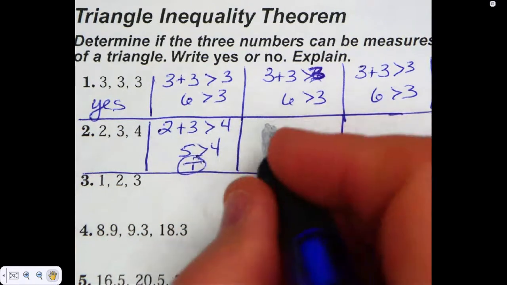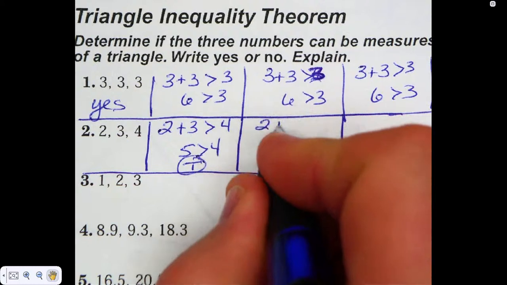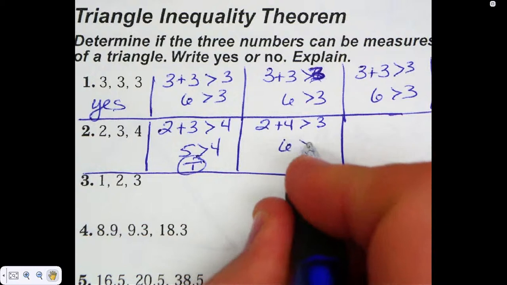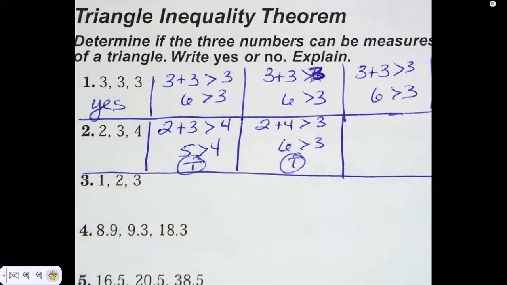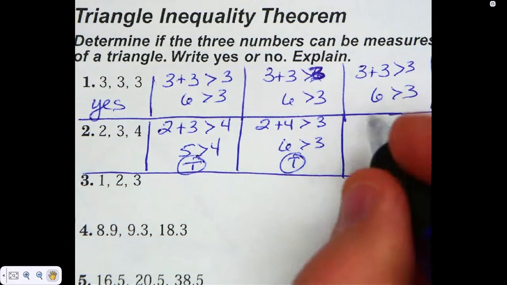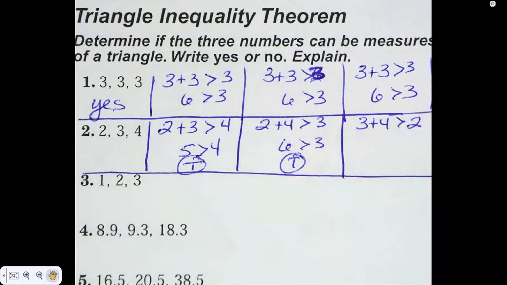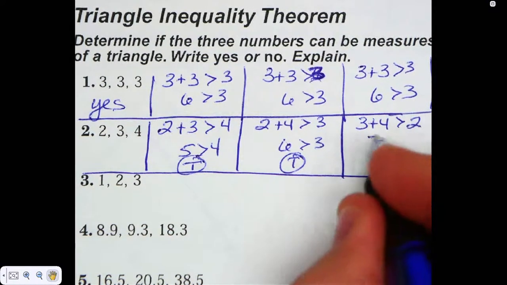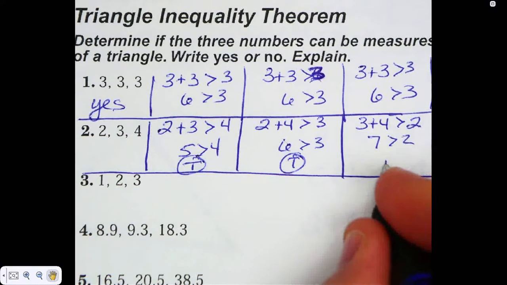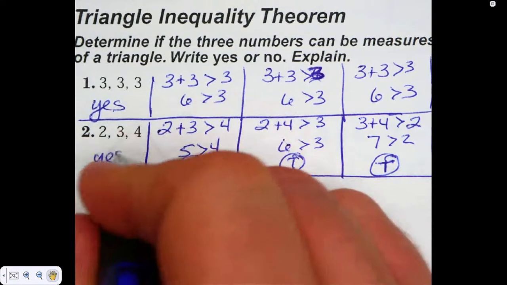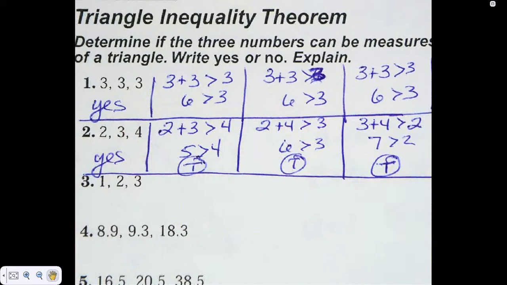What else could I do? Is 2 plus 4 greater than what? 3. Is that true? Is 6 greater than 3? So far it can still be a triangle. What's left? Or 3 plus 4, is that bigger than what? What's the third side then? 2. And we call this kind of the third side. Is 7 greater than 2? Yes, it is. Pay attention, please. So can this be a triangle? Yes, it can. Why? Well, because it fit all three of these, did it not?